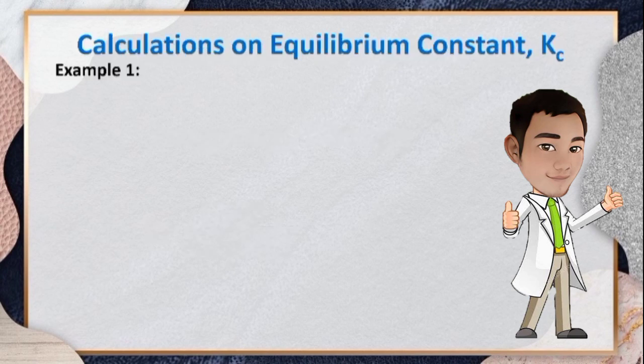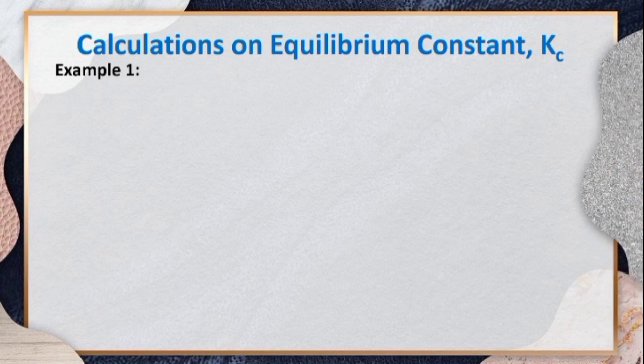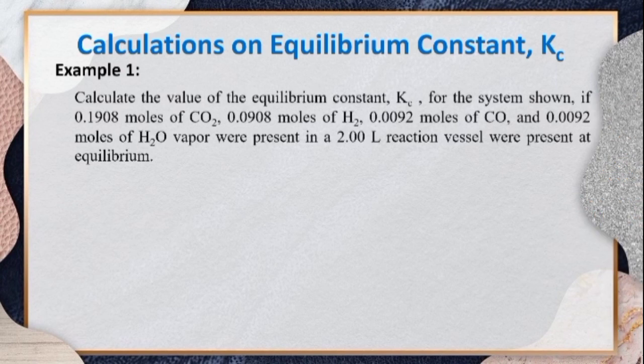Let's do mathematical calculations involving Kc. The problem is: calculate the value of the equilibrium constant Kc for the system shown if 0.1908 moles of carbon dioxide, 0.0908 moles of hydrogen gas, 0.0092 moles of carbon monoxide, and 0.0092 moles of water vapor were present in a 2-liter reaction vessel at equilibrium.